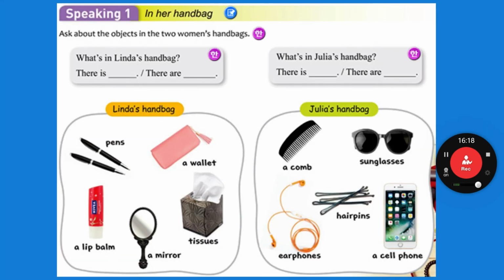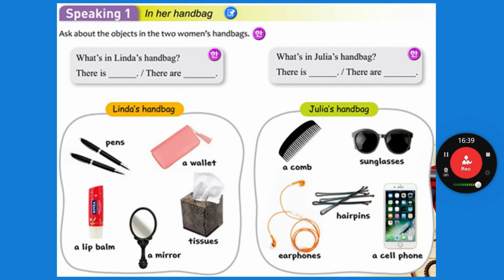Okay. Now we're going to talk about things. Handbag is a purse or something you use to carry your stuff. Women carry a handbag. They can also put it over their shoulders. Okay.